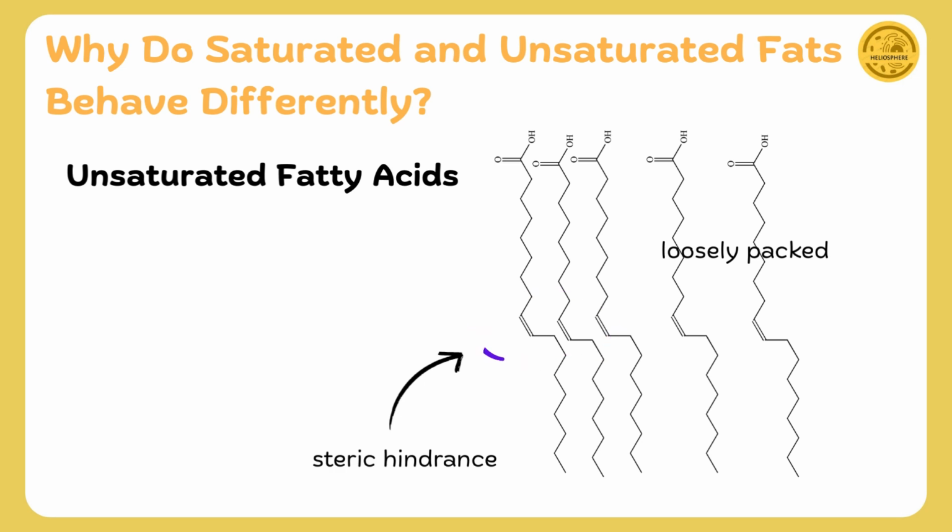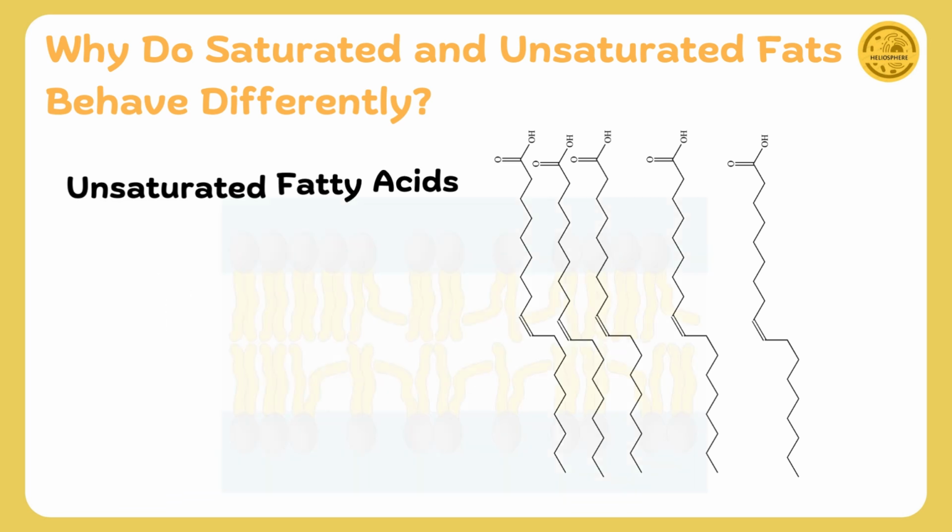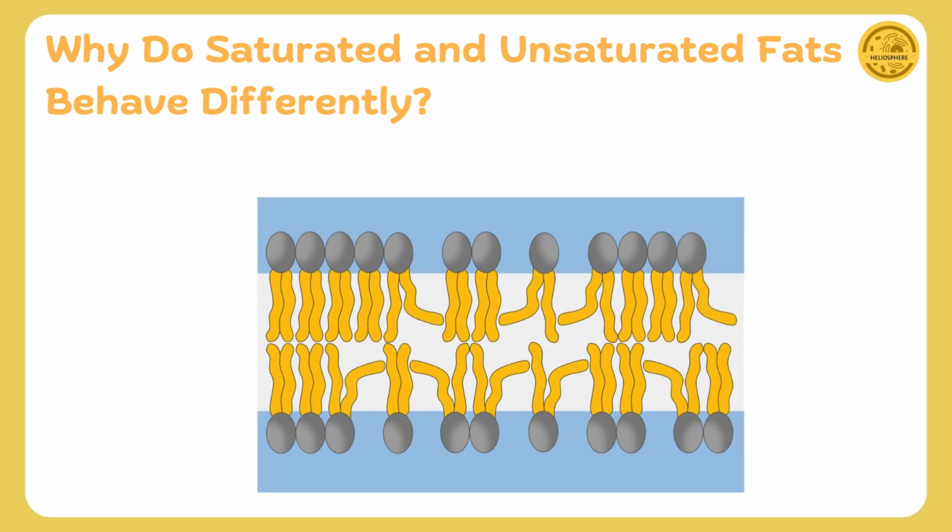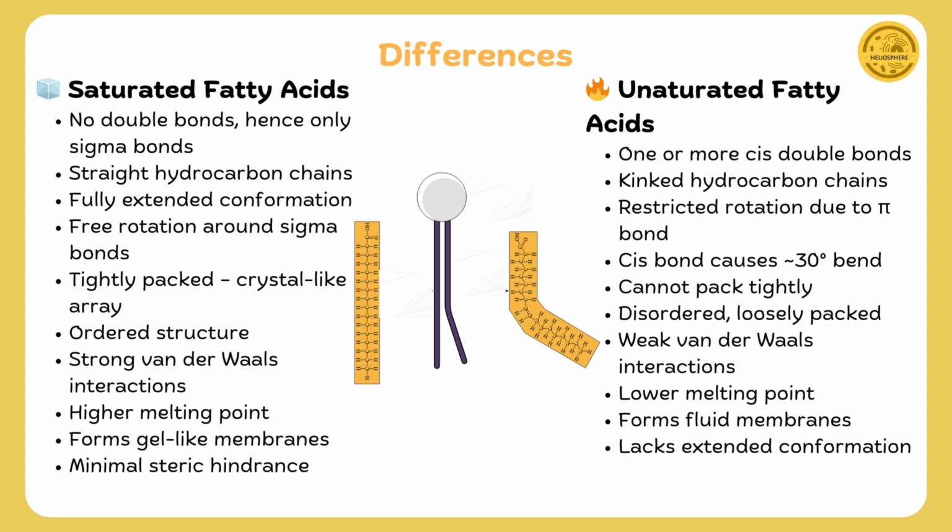Because of this irregular arrangement, unsaturated fatty acids experience weaker van der Waals interactions, resulting in membranes that are more fluid and have lower melting points. So here comes a quick summary of the differences. These points have already been discussed.